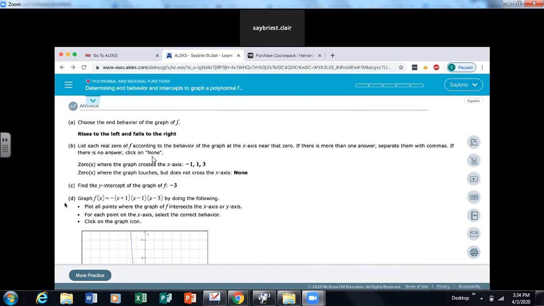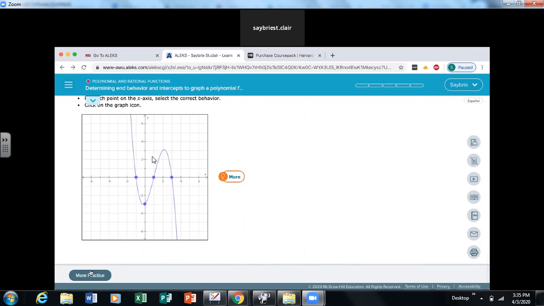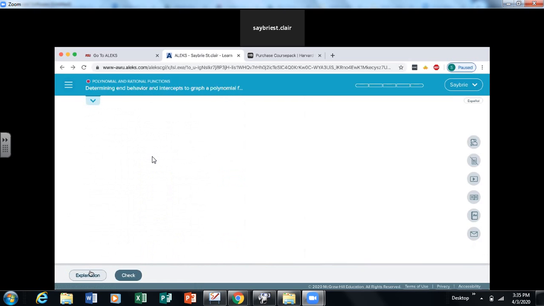So where the graph touches but does not cross the x-axis. All right, -3. Where the graph touches but does not cross the x-axis. Oh, I see. Yeah, that would be like if I had just plain old x in there. Okay, that makes sense. Alrighty. I think I'm good to go. It's going to be a challenge, but we'll see. Got it.